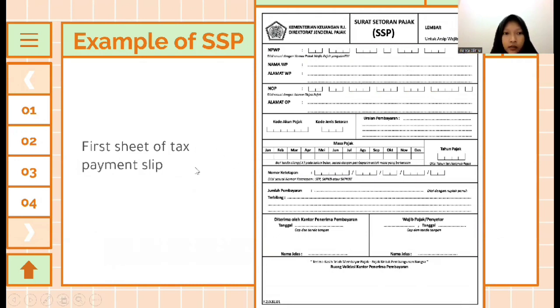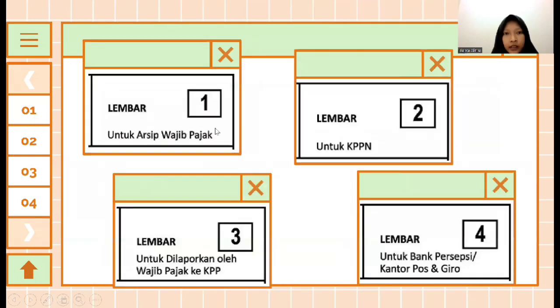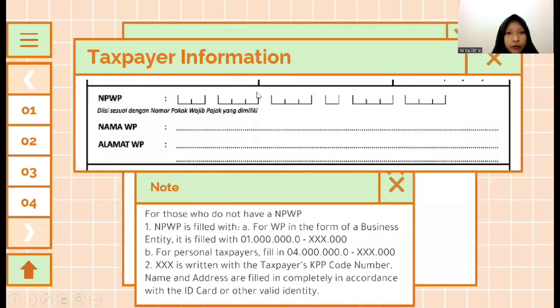This is the example of SSP. This is the first set of the tax payment slip. This is the difference between the other copies. The first is for wajib pajak, KPPN, KPP, and pay service. So the only difference you can find is in the header next to the title. To fill SSP, first you should fill the NPWP.